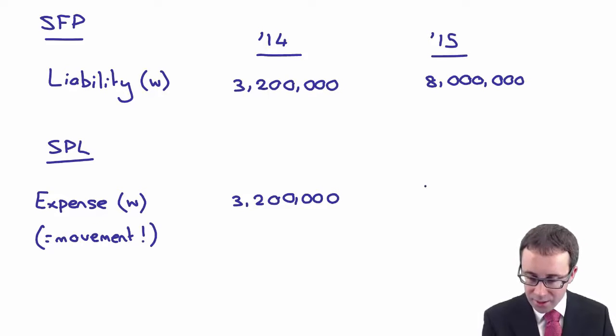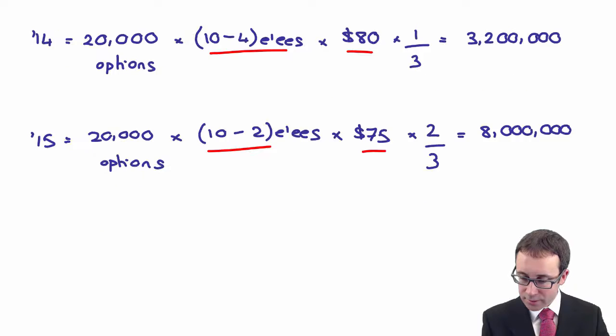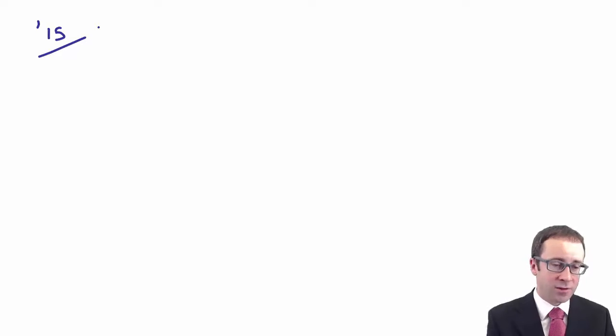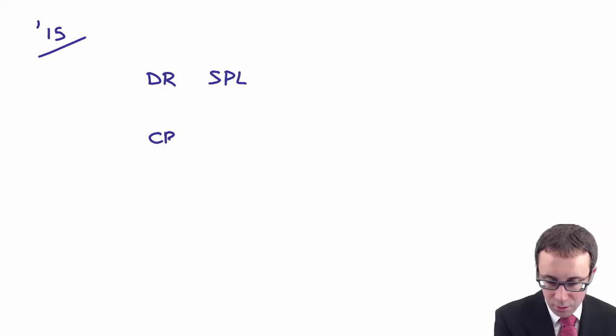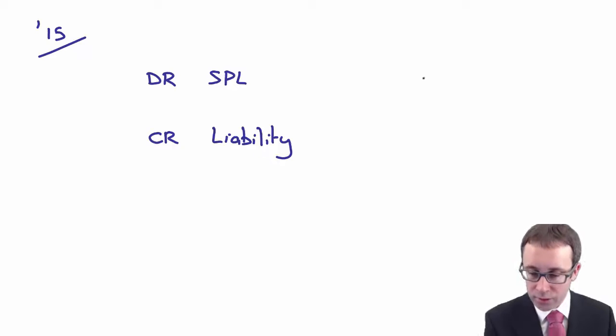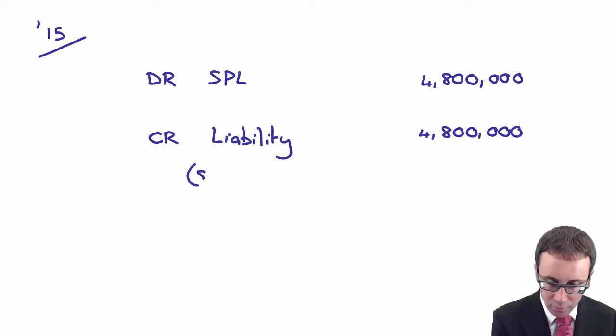And the movement is 4.8 million. Okay, perfect. If you want the journal entries, let's go through and put them in. I'm not too worried about 2014. The first year of a scheme is pretty dull. In 2015, you debit your statement of profit or loss and credit your liability with the movement, with the 4.8 million. The reason why it was the 4.8 million is because we were looking at the movement.